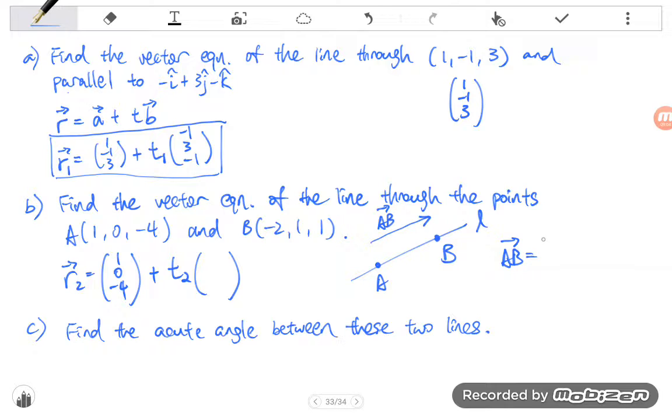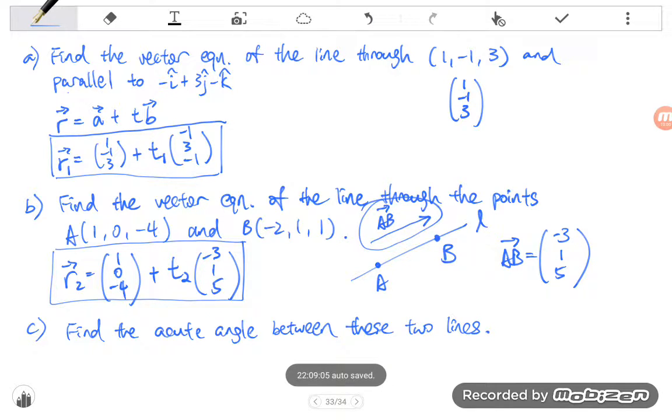So if I can find vector AB, I can use that as my direction vector. I want you to pause the video and figure out what my vector AB is going to be. I hope you have figured out the values. My vector AB is -3, 1, and 5. That's it. So here I have completed my vector equation of the second line, r2, where I have used point A. I could have used point B too, there's nothing wrong with that. I used point A and point B to figure out a vector that is parallel to this line, that is my vector AB, which is -3, 1, 5, and I put that as my direction vector.